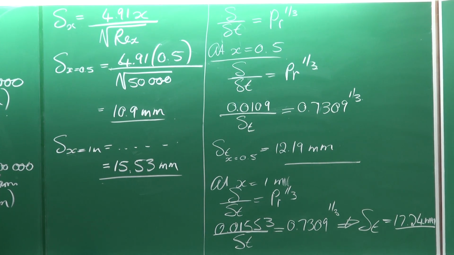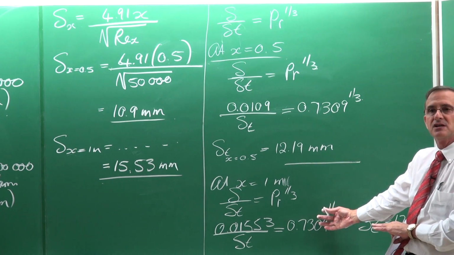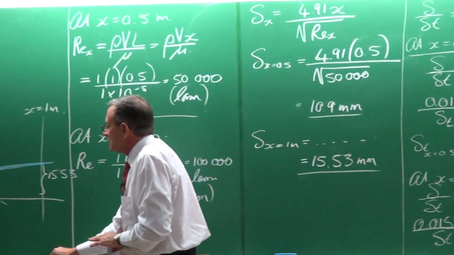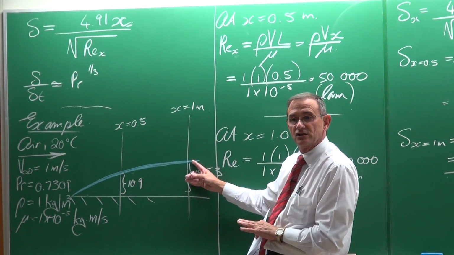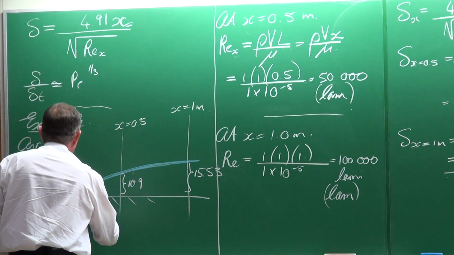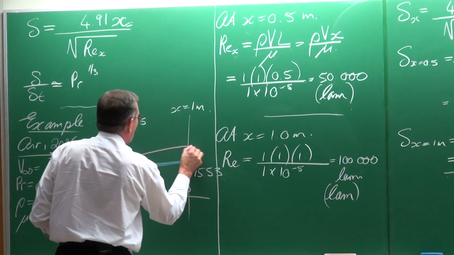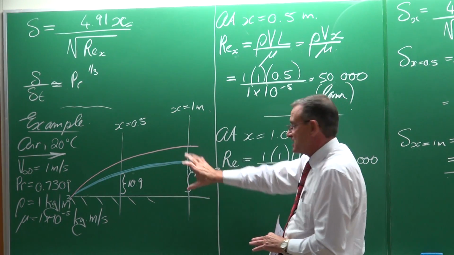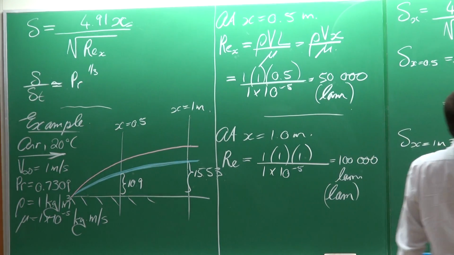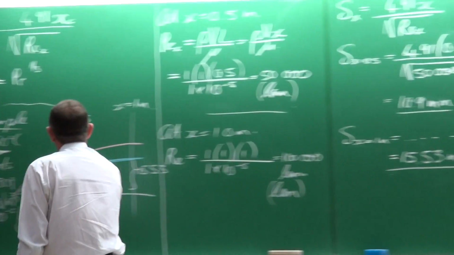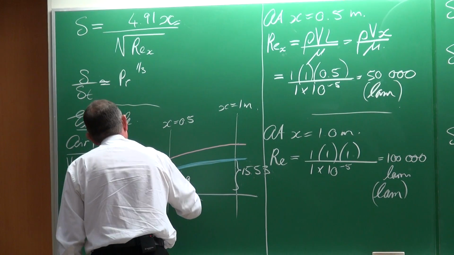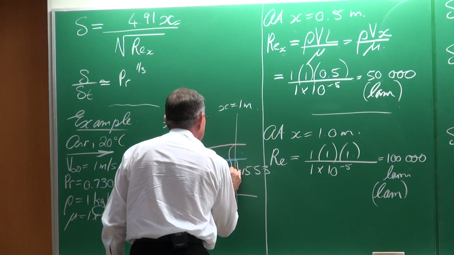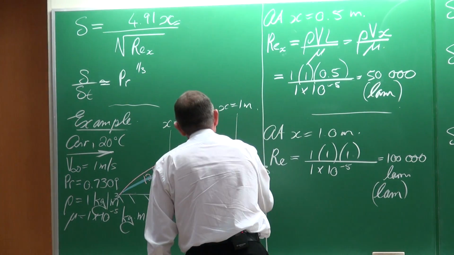Okay. Did you all follow that? It's very simple, but it gives you a practical feeling now for what is happening. So coming back to our boundary layers, we can see that in this case, because the Prandtl number is smaller than that one, the thermal boundary layer is thicker, and this distance is 12.19, and that distance there is equal to 17.24.